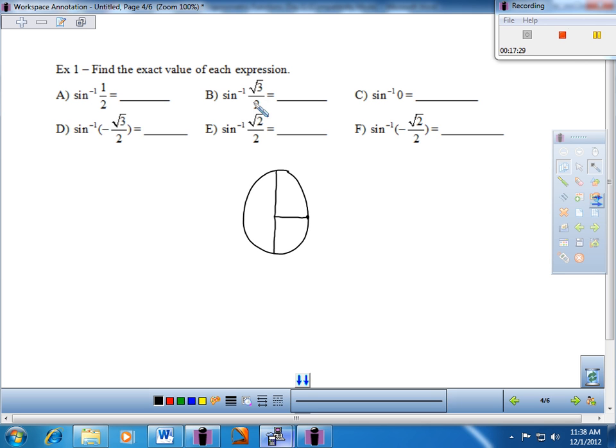And here's the concept behind this before we go back to my little diagram here. What we're looking for is the angle that produces a sine ratio of 1/2. Okay, an angle that produces a sine ratio of 1/2.